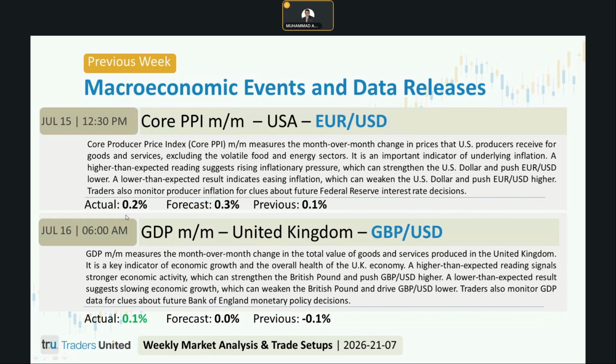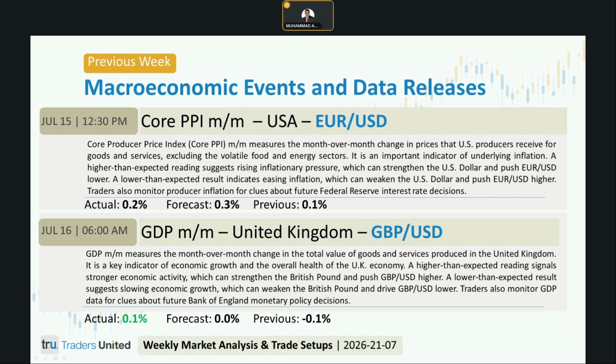The US core PPI rose to 0.2%, below the market forecast of 0.3%. The softer than expected inflation reading weakened the US dollar and pushed EURUSD higher, as forex traders reduced expectations for aggressive Federal Reserve policy and shifted sentiment in favor of the euro.